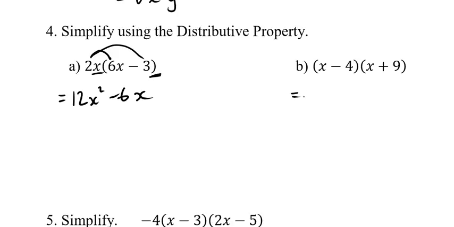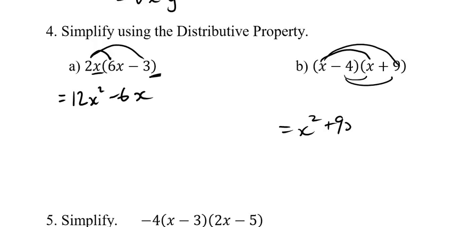And multiplying binomials is a new skill to grade 10. And how do we do it? We multiply x by everything, and then we multiply negative 4 by everything. So x times x is x squared. X times 9 is 9x. Negative 4x. Negative 4 times 9 is negative 36.